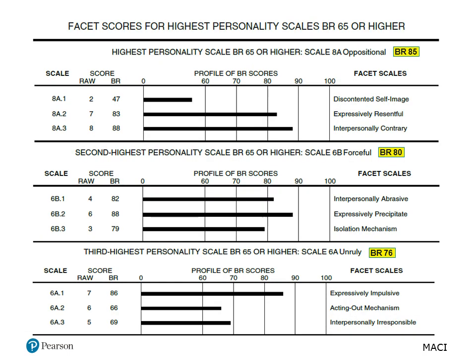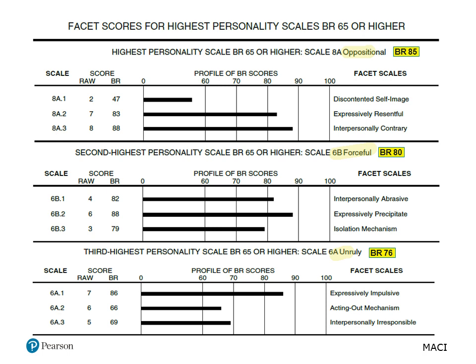And then you want to take a look at the Facet scores. I always find the Facet scores really helpful because they get me to start thinking about treatment approaches that might be effective. So when I look at those three highest scores, the oppositional scale 8A, the base rate was 85, 6B, forceful, base rate of 80, 6A, unruly, base rate of 76.